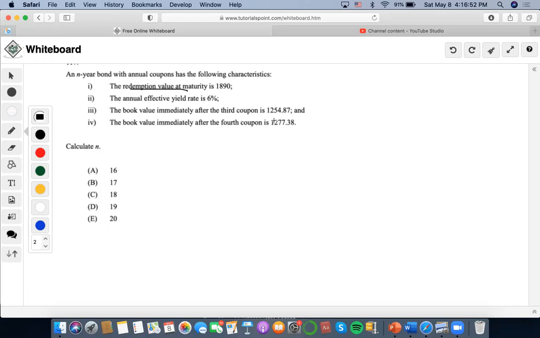So one thing to do is, well, we know that after coupons are paid out, it subtracts from the coupon, the face value times the coupon rate. So for example, it says here that the book value immediately after the third coupon is this amount, right?